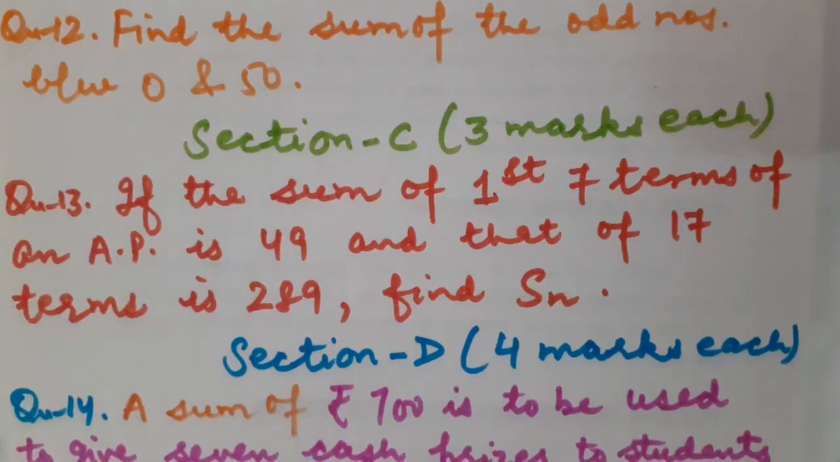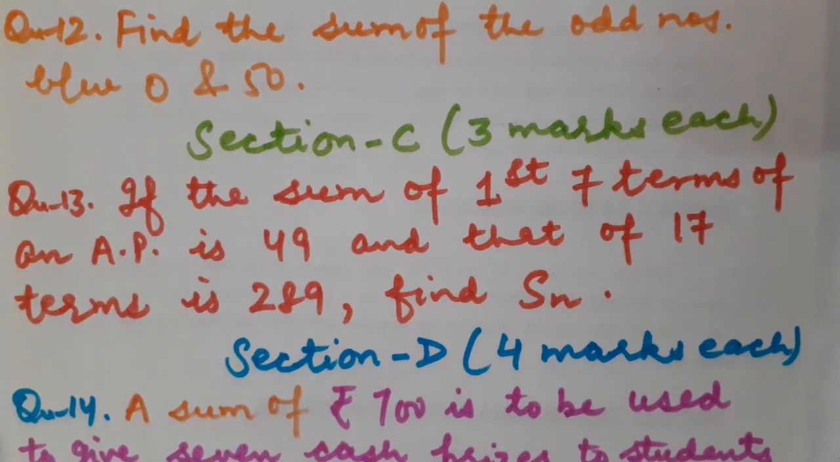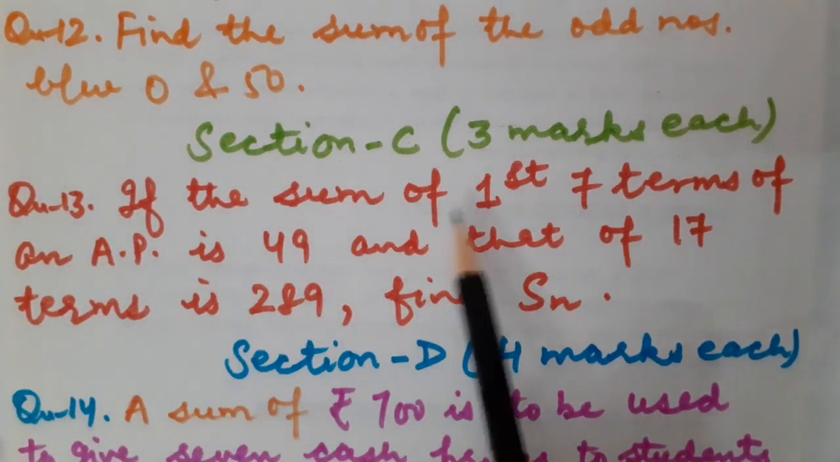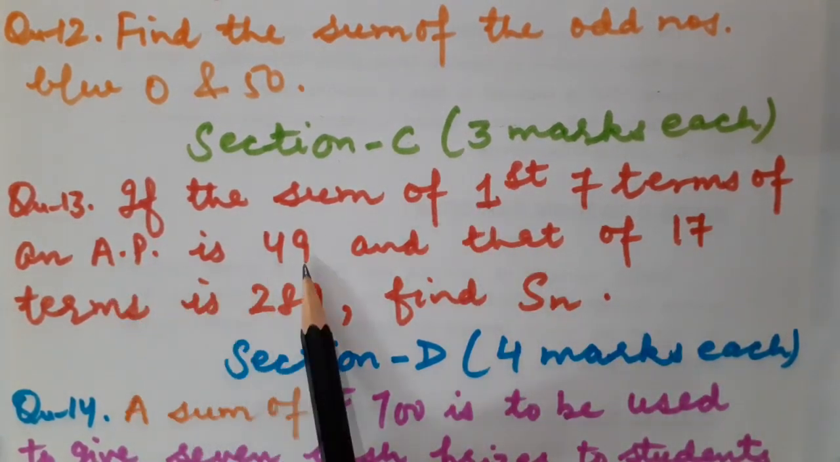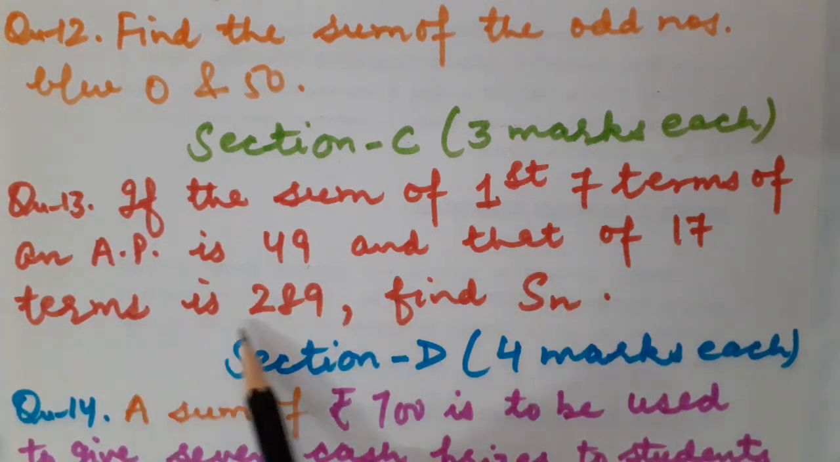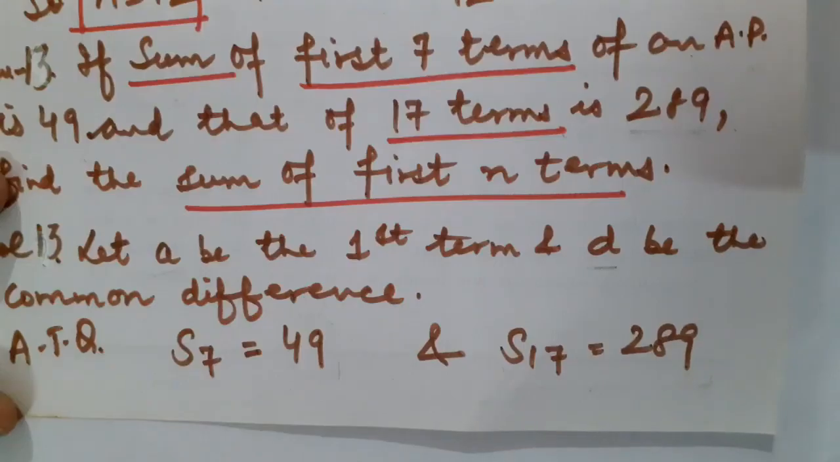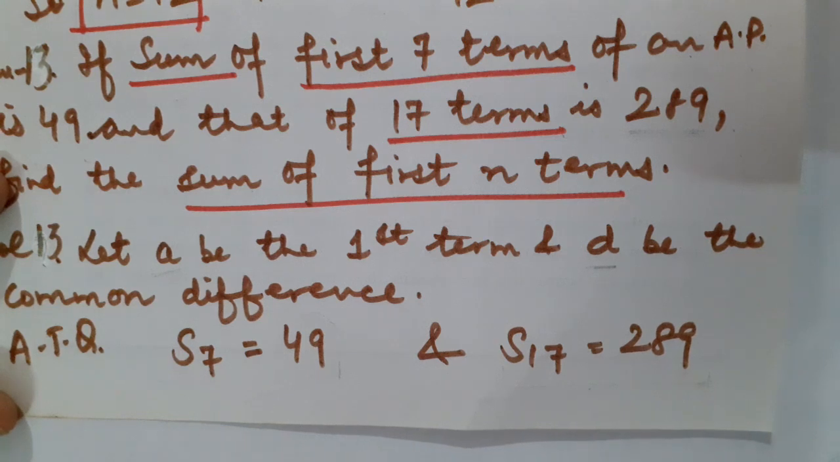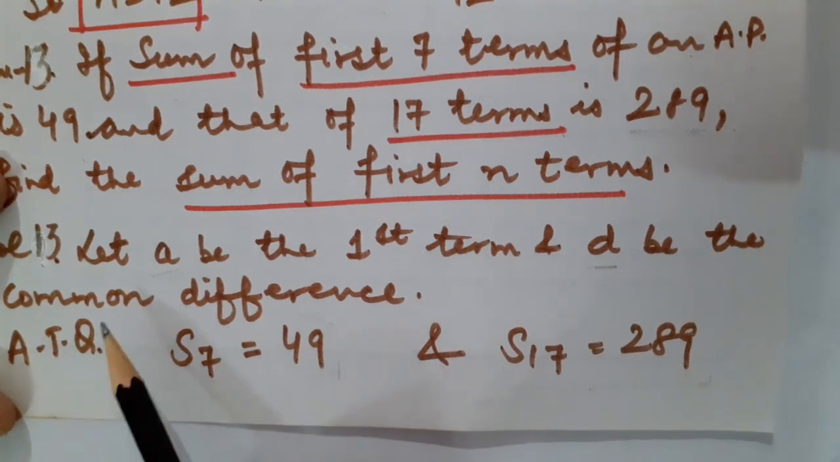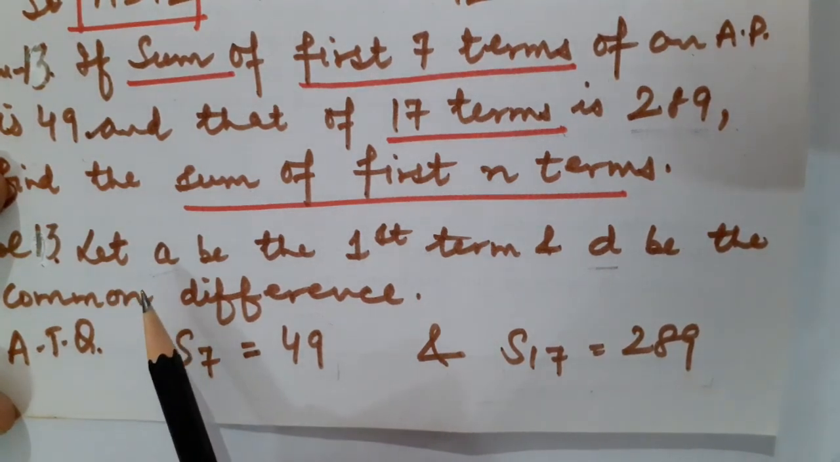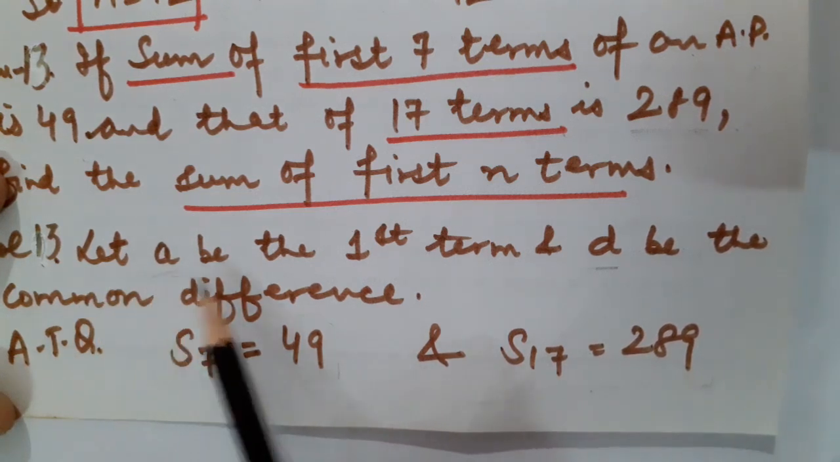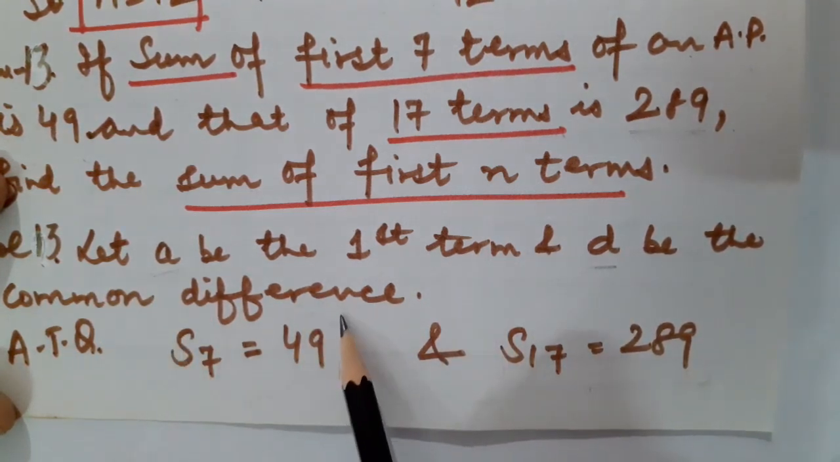Now children, our next question is from section C, 3 marker each. If the sum of the first 7 terms of an AP is 49 and that of the first 17 terms is 289, we will have to calculate the sum of the first n terms. So children, in this question we don't know the AP, because it is not given to us. Fine, we don't know what the AP is. So we are going to assume the first term as well as the common difference. So let a be the first term and d be the common difference.